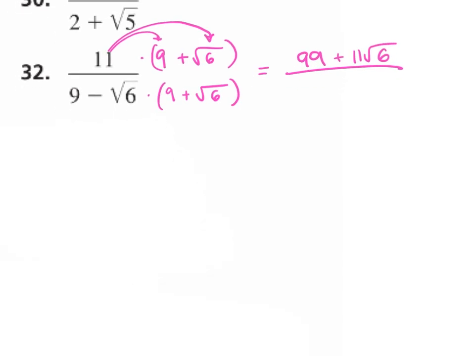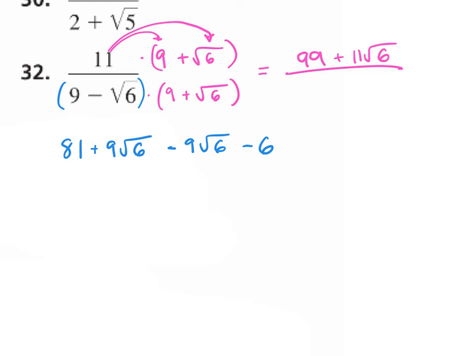So how do we multiply 9 minus square root 6 times 9 plus square root 6? We have to FOIL. Yep. So 9 times 9 is 81. 9 times square root 6 would just be 9 square root 6. Negative square root 6 times 9 would be negative 9 square root 6. And then negative square root 6 times positive square root 6. What would that give us? Negative 6. Awesome.